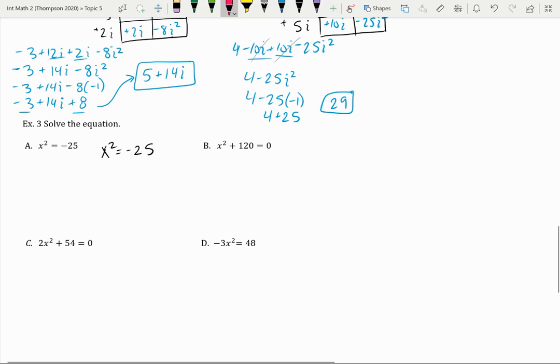How do I solve for x, right? I have to undo the squaring. So I take the square root of both sides. I take the square root of the left and the square root of the right. When I take the square root of both sides, I get x is equal to plus or minus some number. Well, what is the square root of negative 25? Previously, we just wrote no real solution because we didn't know that there were solutions that could be non-real. Now we know better.